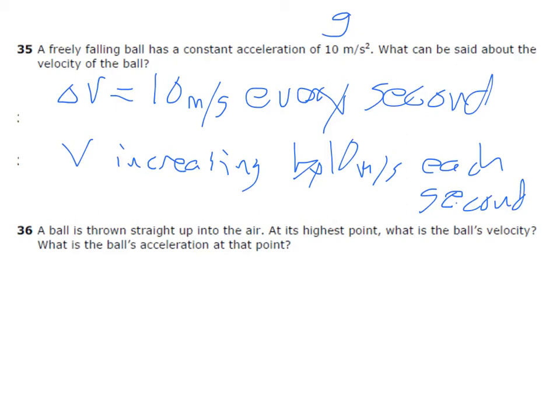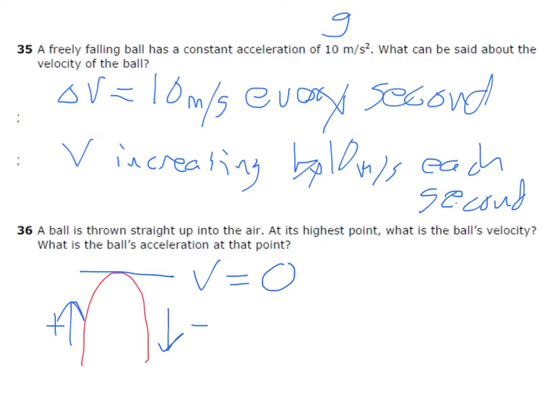A ball is thrown straight up into the air. At its highest point, what is the ball's velocity? Well, when a ball goes up and then comes back down, at its highest point, its velocity is equal to 0. Because it starts off with a positive velocity going up, it ends up with a negative velocity on its way down, but at the top, guess what? It's not moving.